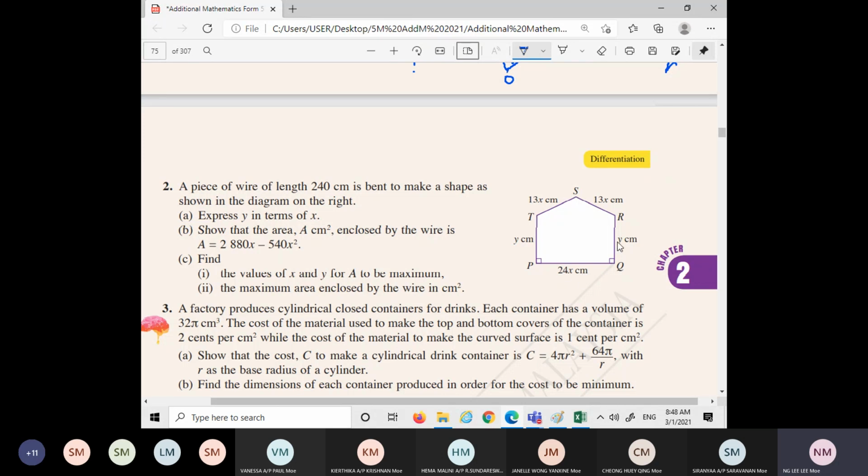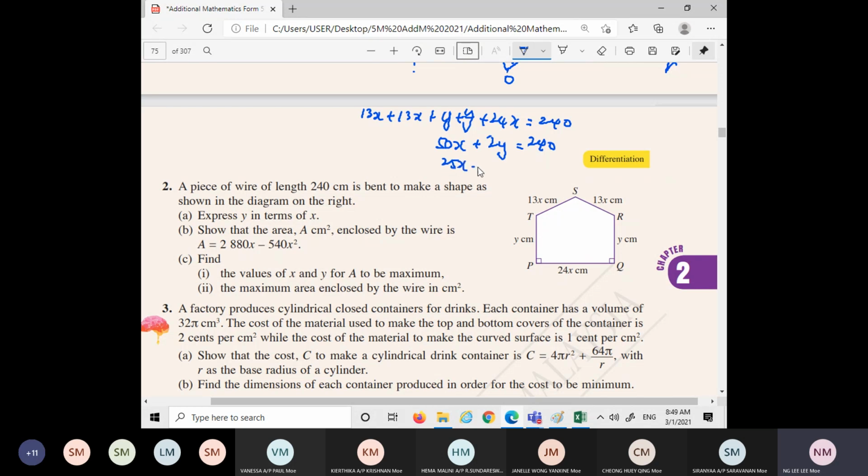So you just get the perimeter equals 240. So I have 13x, y, and 24x equals 240. So how many x altogether? 1, 2, 3, 4, 5, 50x. Help me, no calculator. 2y, 240. If I made a mistake, let me know. After that, divide by 2 every term.